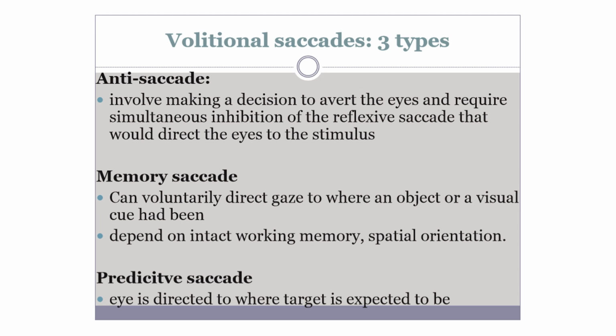Memory saccades can voluntarily direct gaze to where an object or a visual cue had been. So it depends on an intact working memory, spatial orientation. It's memory, basically. And then predictive saccade sounds just the same as what it is, just like memory saccade. You remember where something was. Predictive, you're going to predict. So the eye is directed to where the target is expected to be.